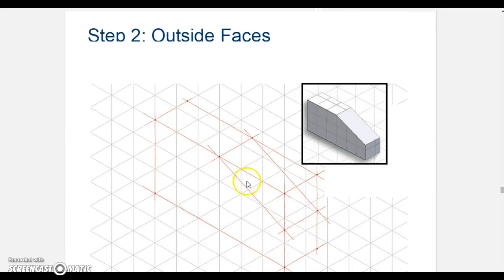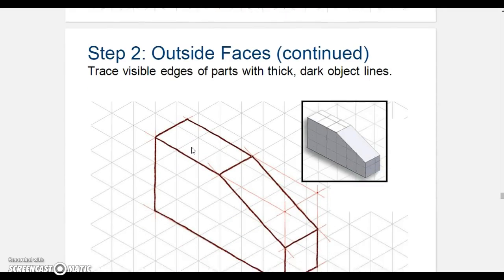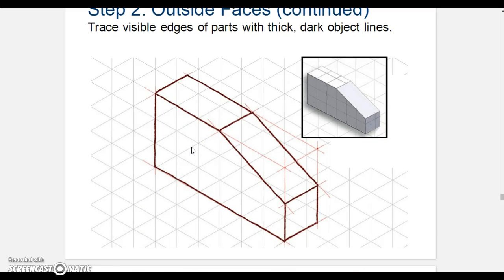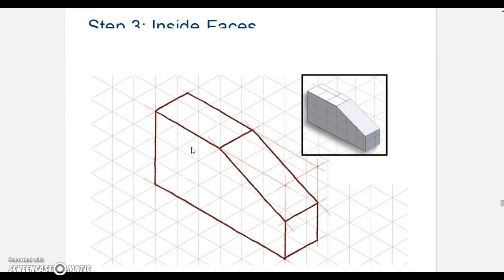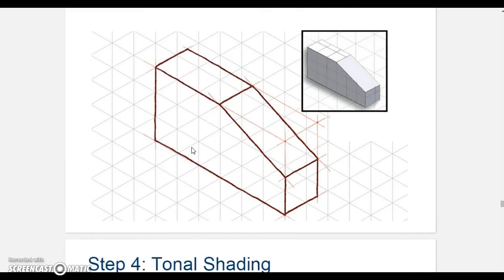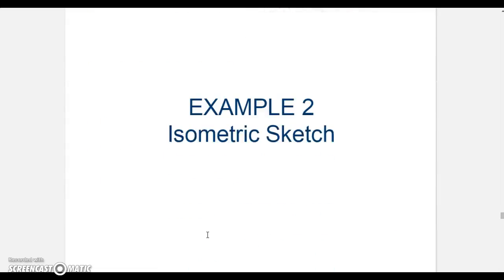So now we're going to draw in the outside edge faces. Your basic object lines is what we're looking for there. Make them a little darker. Make sure you have it all squared away. Then you're going to shade it, just like we talked about with the sides as well. You want to shade this one so that each face has its own shading.